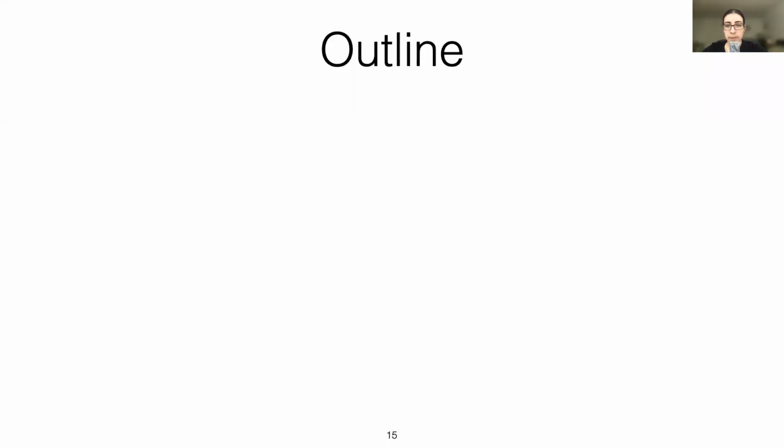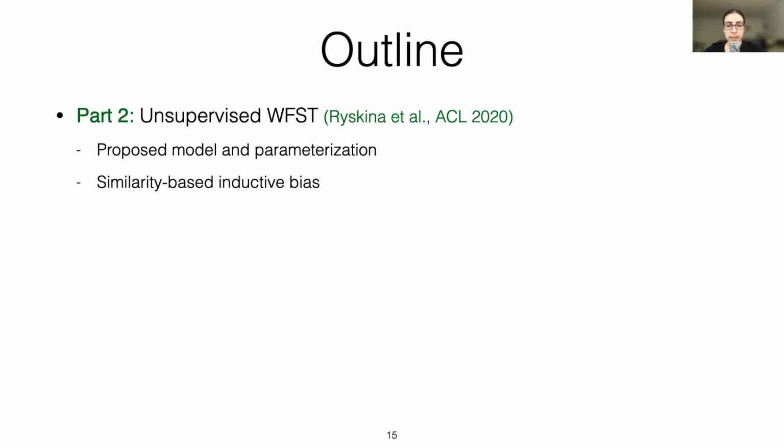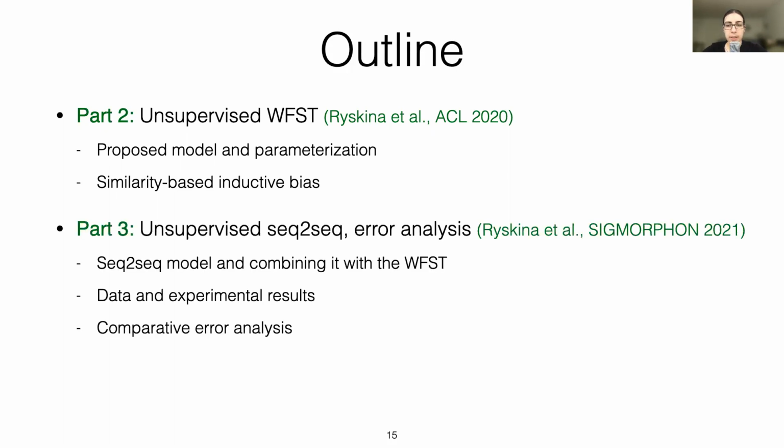So in the second and third parts of this talk, I'll be presenting our empirical work. So let me start with a brief outline. In this part, I'll formulate our hypothesis and explain our finite state approach, which we introduced in our ACL 2020 paper. And in the next part, I'll compare the unsupervised finite state approach with an unsupervised sequence-to-sequence model. I'll also explain our experimental results and the error analysis that we will present in our upcoming SIGMORPHON paper.